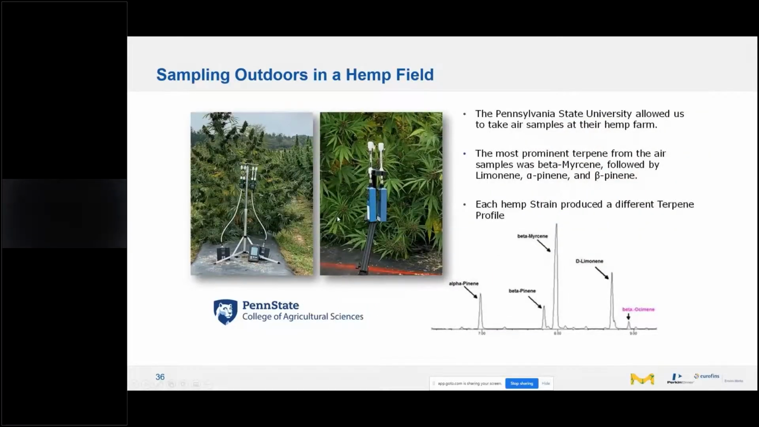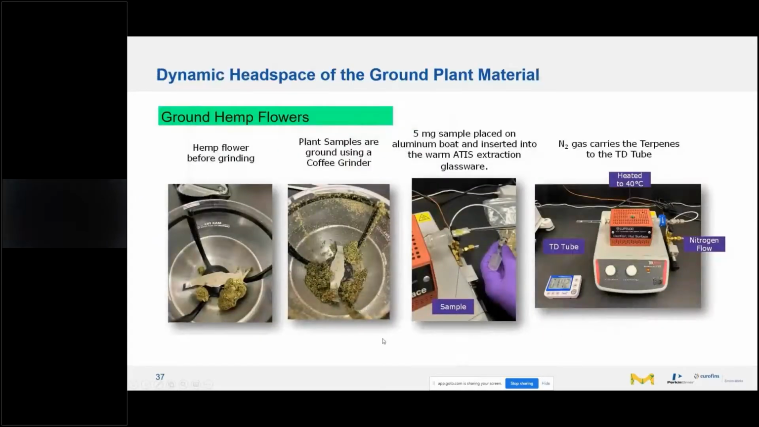This is an example, the Penn State, which is very close to where Sipelco lives, allowed us to do some sampling at their hemp fields, and we saw from real live samples some alpha pinene, beta myrcene, limonene, and beta pinene. I don't do a really good job of pronouncing terpene compounds. I apologize for that. Now let's move on to sampling ground hemp flowers.